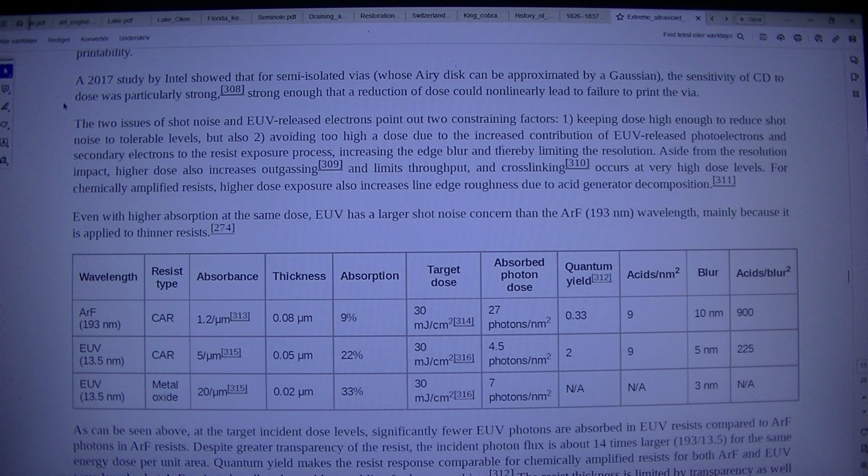311, even with higher absorption at the same dose, EUV has a larger shot noise concern than the ArF 193 nm wavelength, mainly because it is applied to thinner resists.